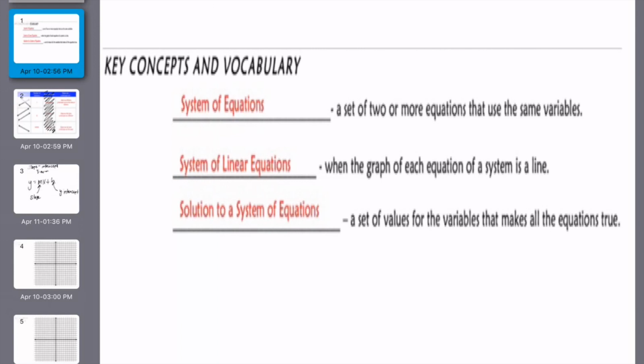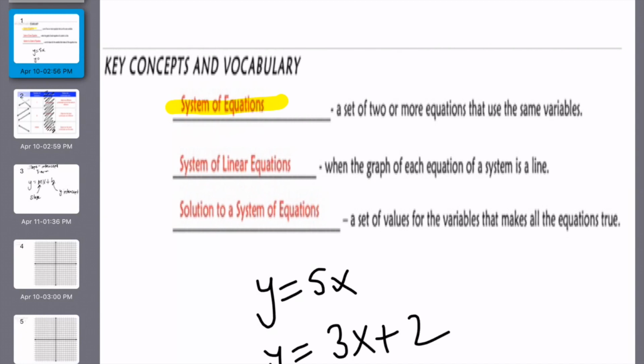So, the first thing, what even is a system of equations? Well, a system of equations is a set of two or more equations that use the same variables. So it could be like y equals 5x and y equals 3x plus 2, something like that, okay? A system of linear equations, notice the difference in the wording is linear. It's when the graph of each equation of a system is a line, okay? Of course, if they have linear, they're probably going to have line in there somewhere.